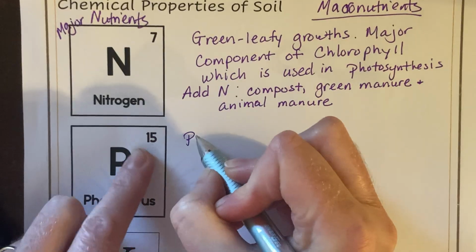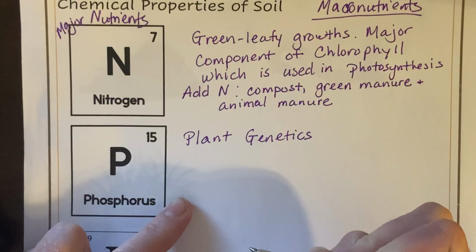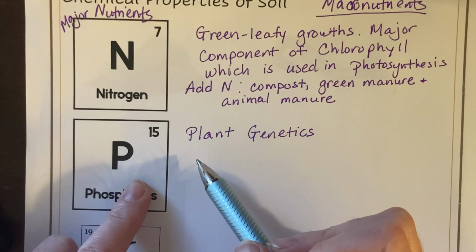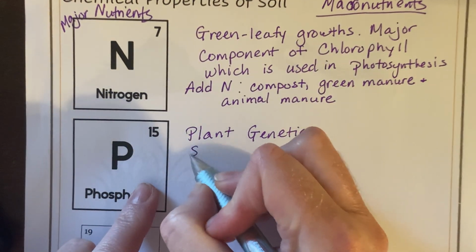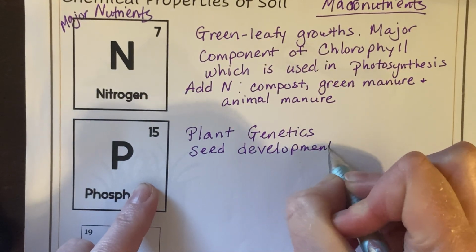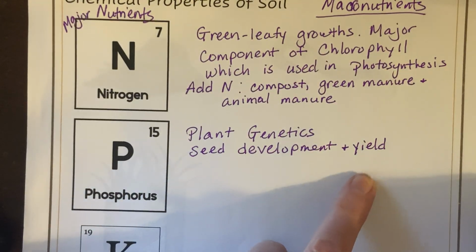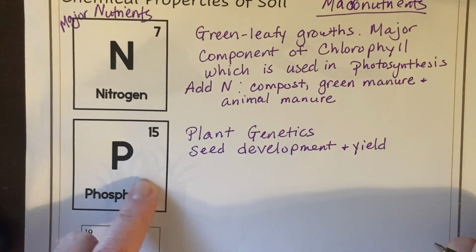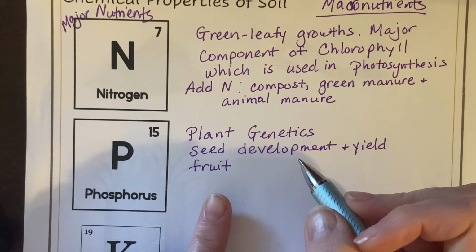Phosphorus is really important for our plant genetics. Remember the sugar phosphate backbone for DNA, so it's very important for genetics. It's also very important for seed development and fruit, and yield. Yield is how much of the crop you get, so how many tomatoes you get is the yield. And yes, tomatoes are a fruit in the biological world.